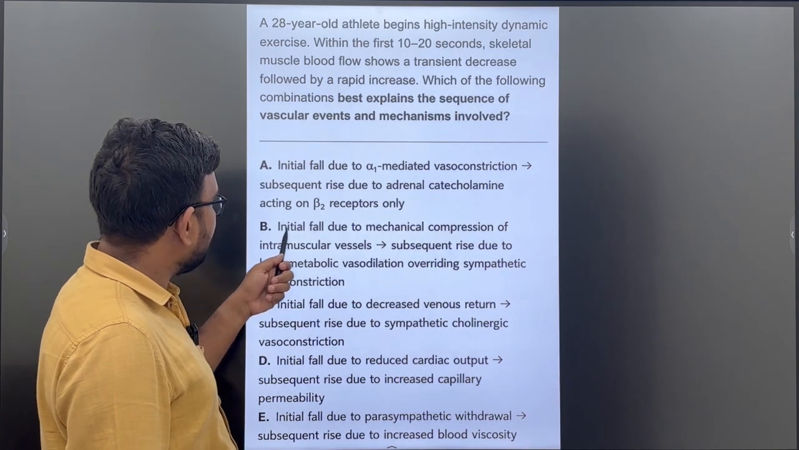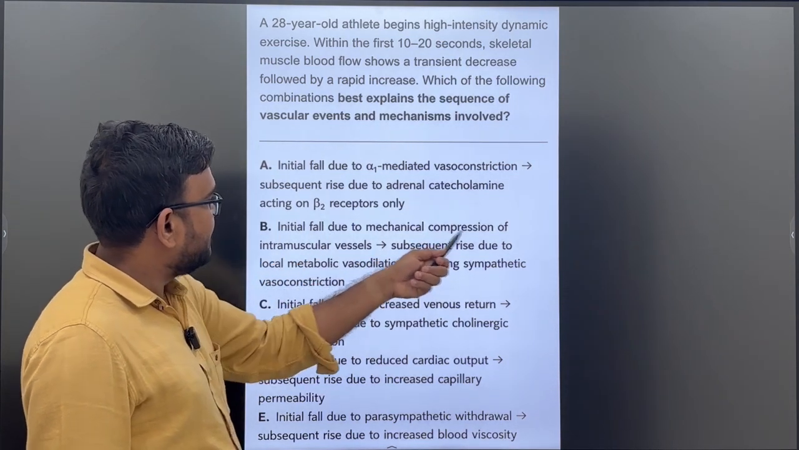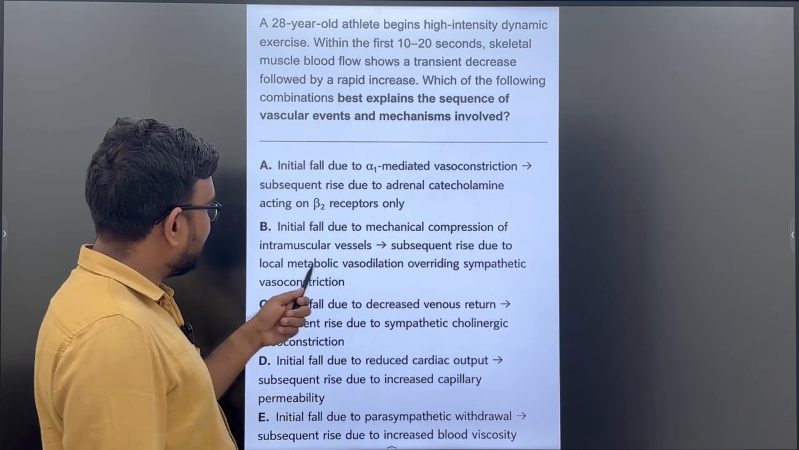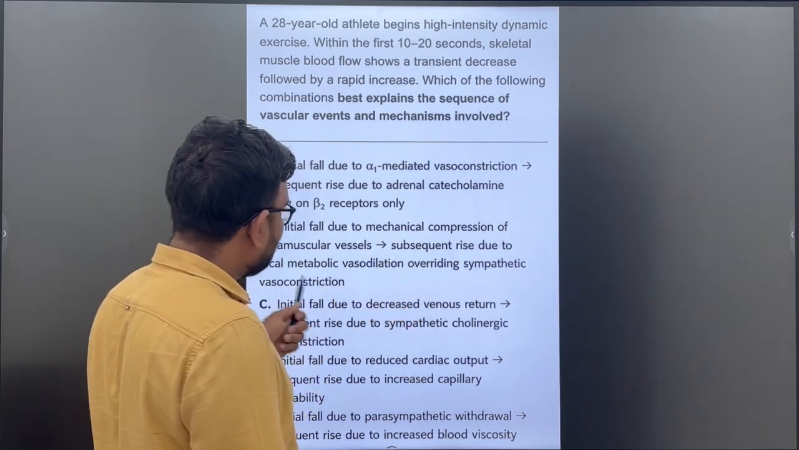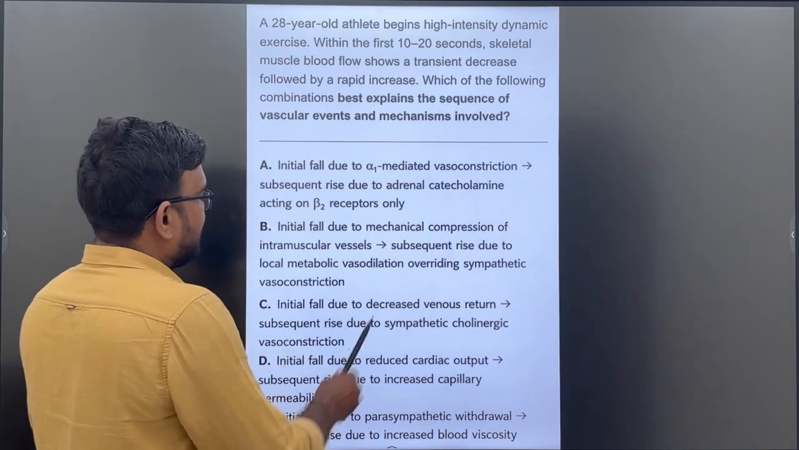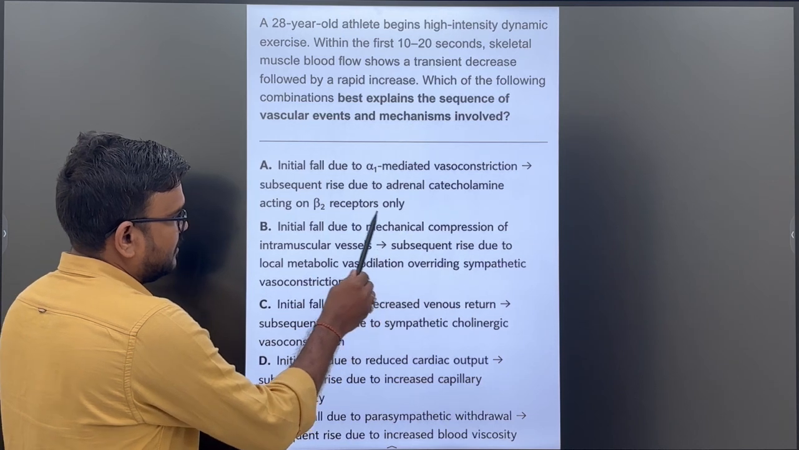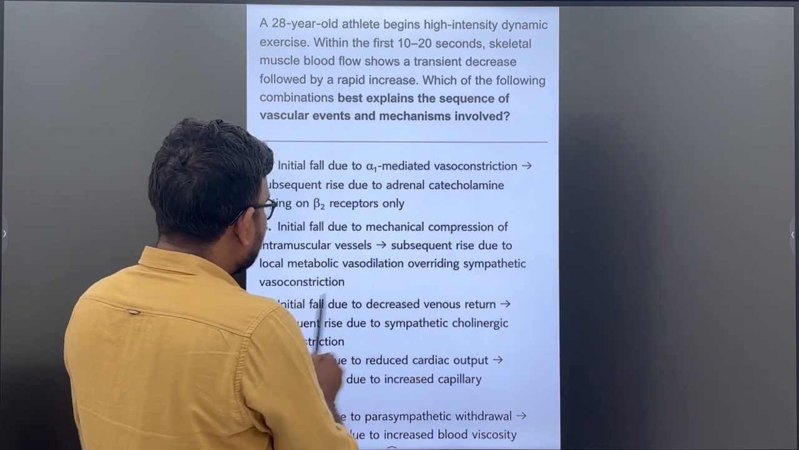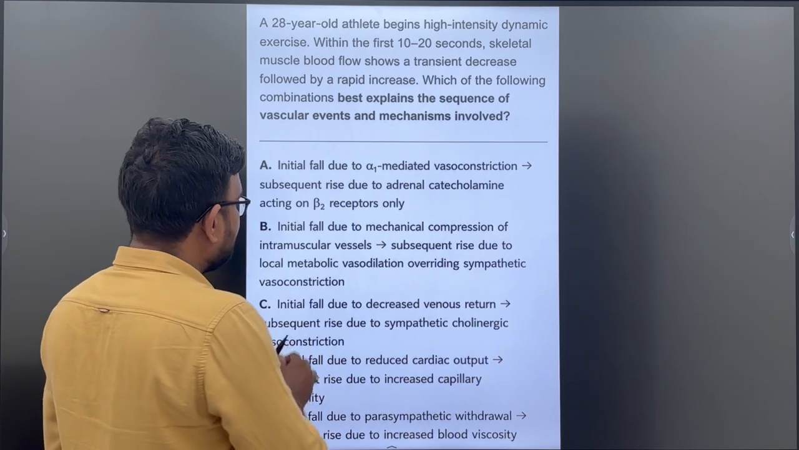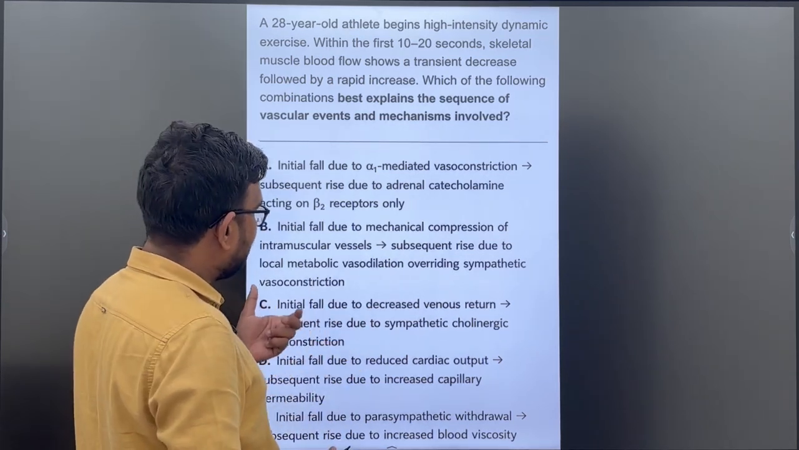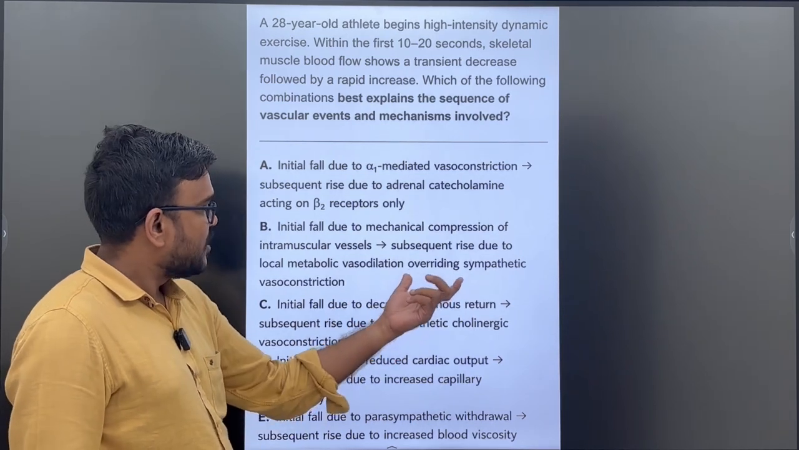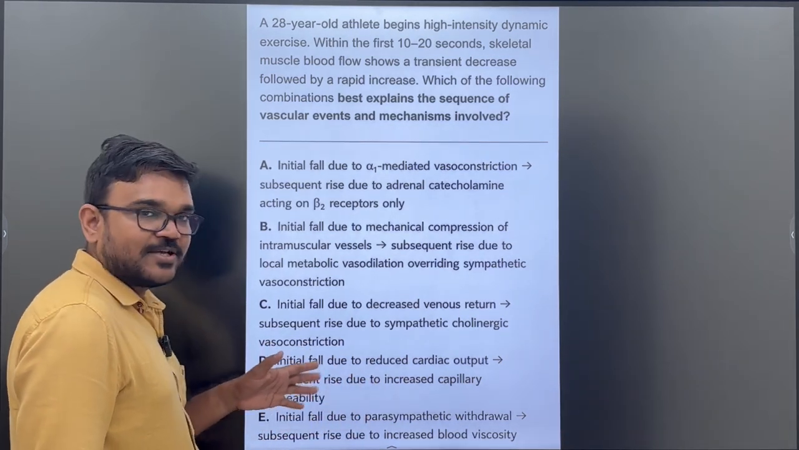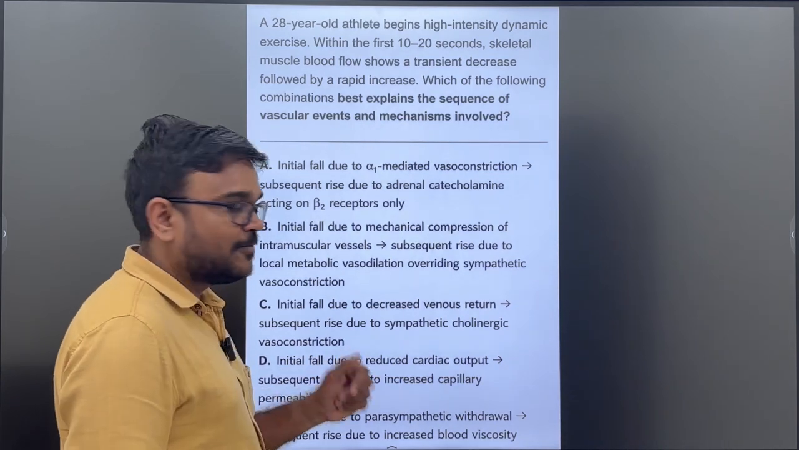Regarding option B, initial fall due to mechanical compression of intramuscular vessels, right? Subsequent rise due to local metabolic vasodilation overriding sympathetic vasoconstriction. Yes, here we have to note that the initial fall is due to mechanical compression of intramuscular vessels, and the subsequent rise is due to local metabolites. I have already told that the local metabolites are the chief mechanism for vasodilation of the skeletal muscles. The sympathetic noradrenergic fibers that cause vasoconstriction will be overridden by the local metabolites' action.